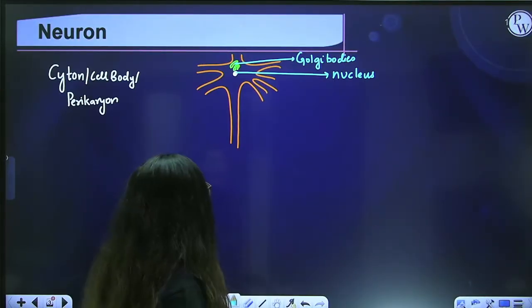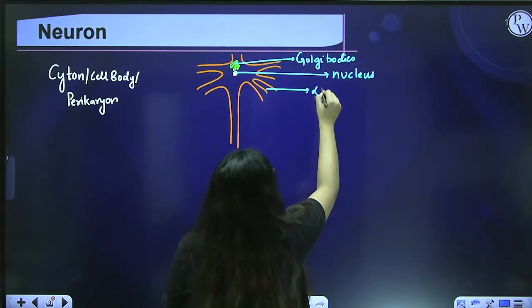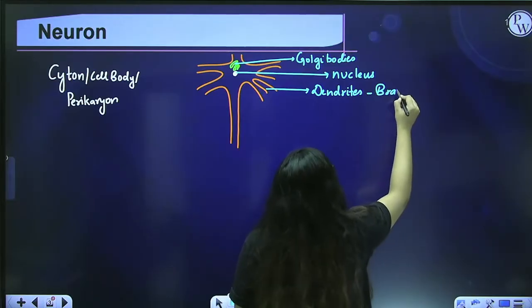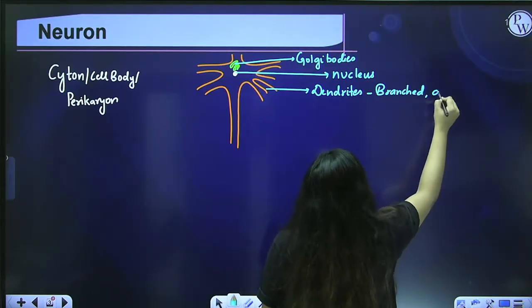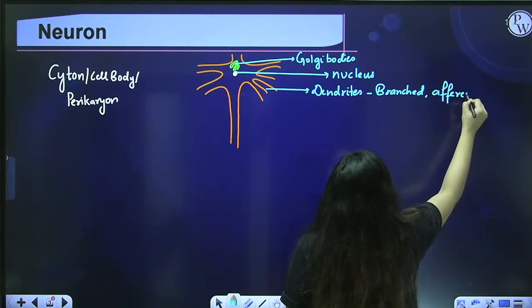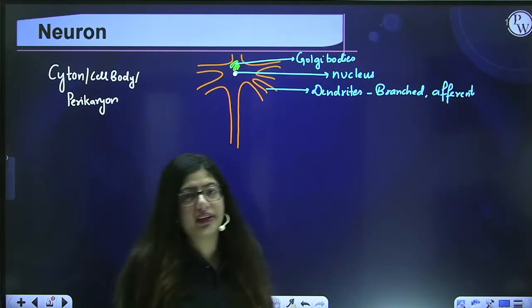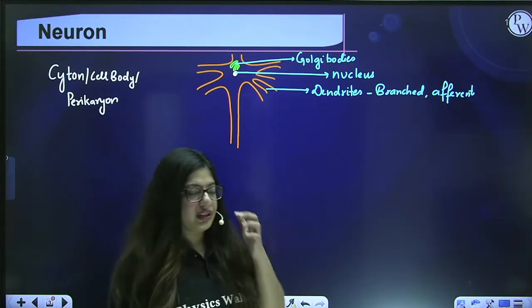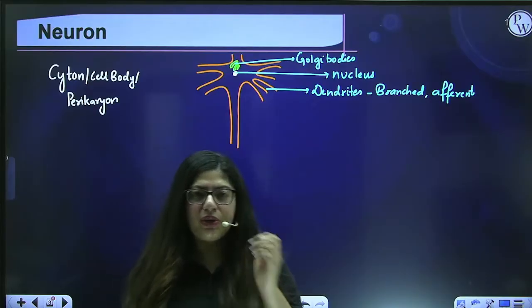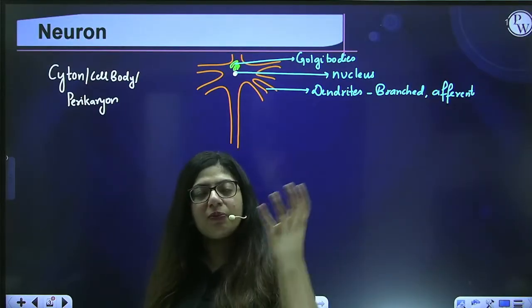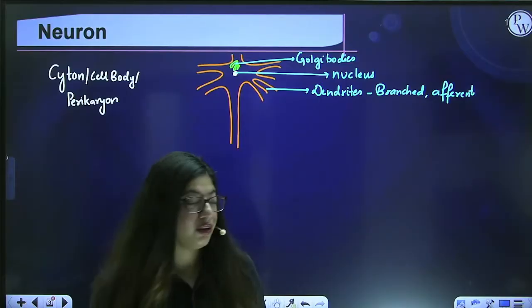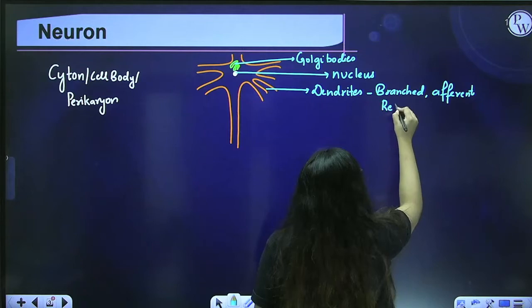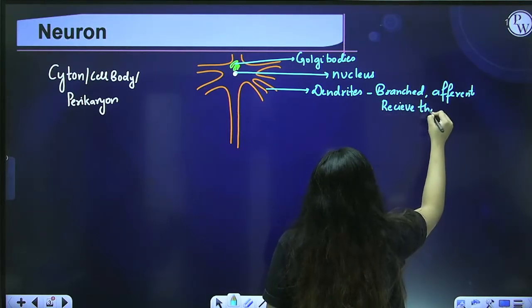Okay. So here, what are these structures known as? These are nothing but dendrites. Dendrites, as you can see, are branched and they are afferent. Afferent means anything that will bring something in, just like in the kidneys, we have the afferent arteriole that brings the blood. Wherever the word afferent is used, it means you're bringing something in. So they're branched, they are afferent, and they will receive the stimulus.